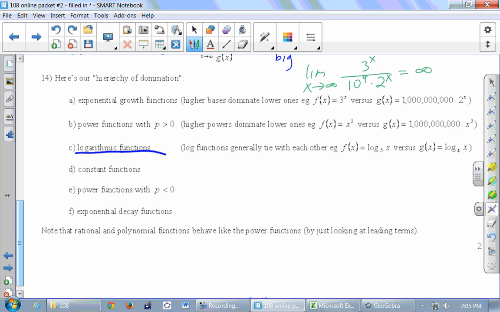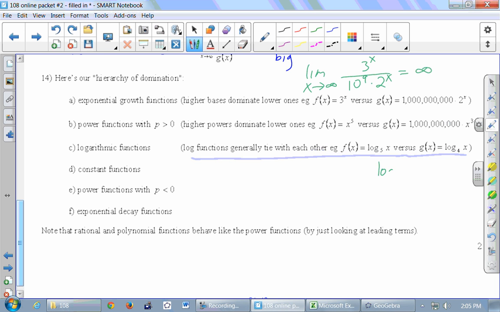Log functions are next. If you have 2 log functions that are together, like log base 5 of x and log base 4 of x, they actually kind of tie with each other. I'm going to be a little bit coy and not be explicit about what that means, but I would ask you to think about, maybe with the help of your calculator or Geogebra or something, what this limit is. So you can experiment with that later on, but essentially those 2 logs tie each other. Neither one really dominates.